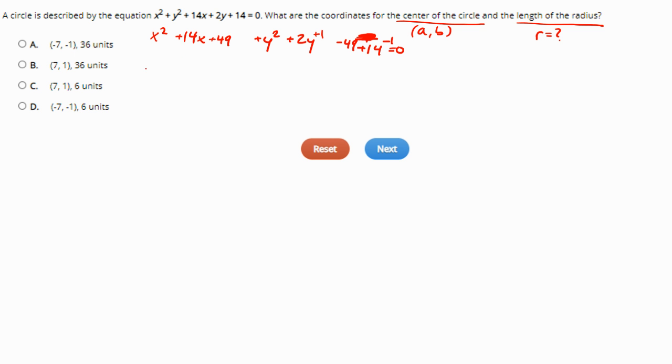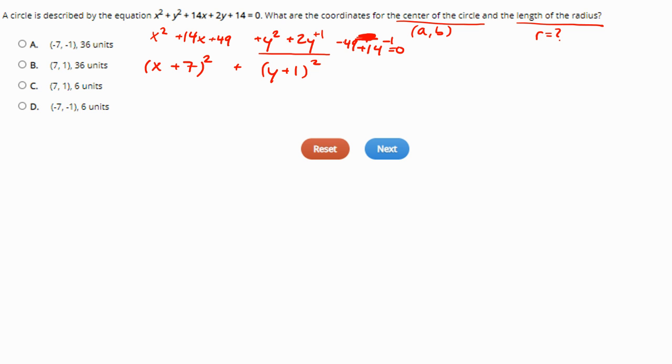Okay, so for the x's, it's going to be in this form, x plus a number or x minus a number. So what do you get when you divide 14 in half? It's plus 7, right? So this is x plus 7 squared. And now looking at the y's, what do we get when we divide that 2 in half? 1. So it's y plus 1 squared.